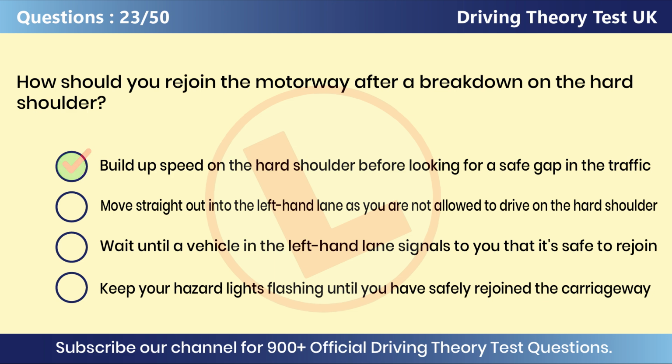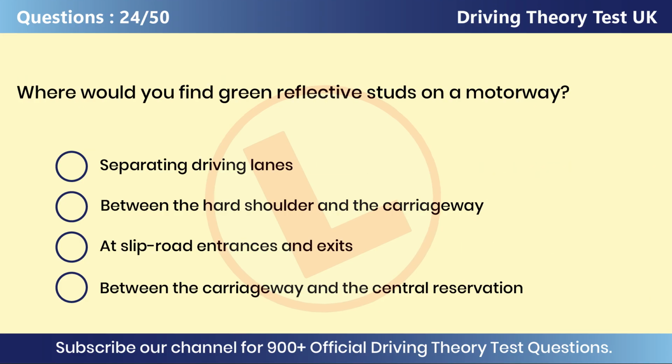A. Build up speed on the hard shoulder before looking for a safe gap in the traffic. Question 24. Where would you find green reflective studs on a motorway? A. Separating driving lanes. B. Between the hard shoulder and the carriageway. C. At slip road entrances and exits. D. Between the carriageway and the central reservation.